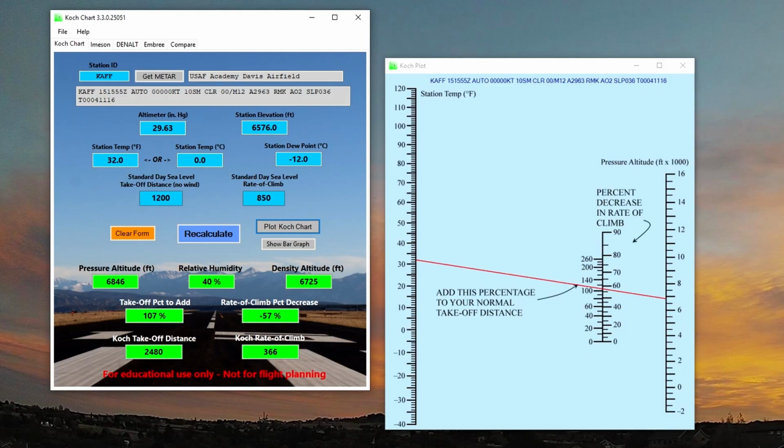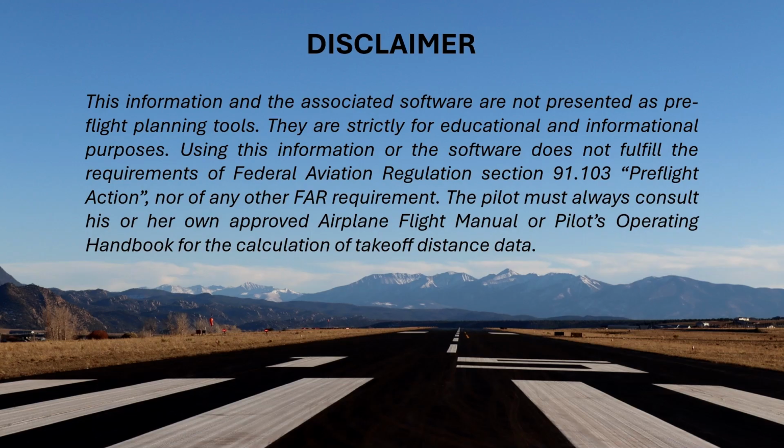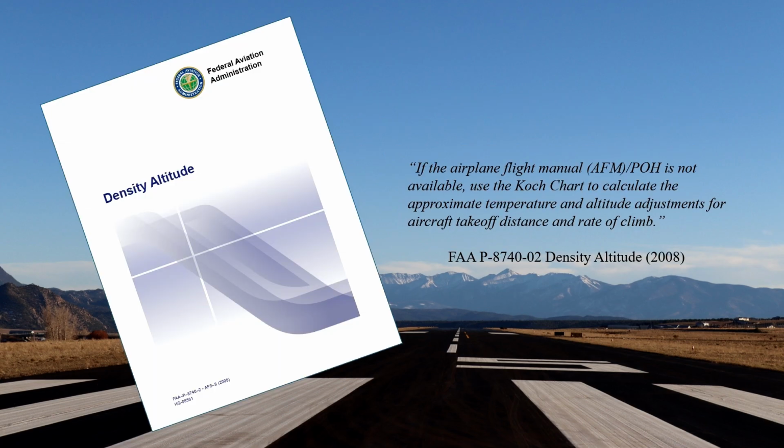the KochChart is, shown on the right in this image, what it does, and some other methods used to estimate takeoff and climb performance. First, a disclaimer: this is only an educational tool and not to be used for actual flight planning. While this pub is coming up on 17 years old now, it is still on the FAA's and the NTSB's websites. The FAA pamphlet recommends using the Koch chart for making approximate temperature and altitude adjustments when the AFM or POH is not available. So it may still be useful today to understand this chart.